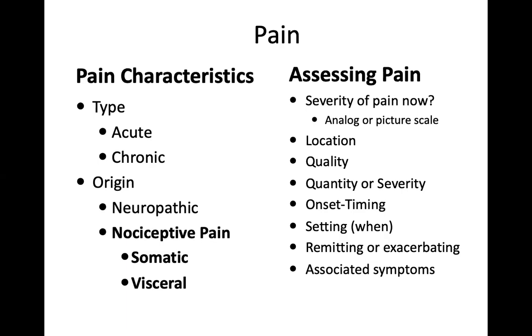I have lots of stories, and you're going to get stories as well about pain. So there are characteristics. It's acute and chronic. And then there's actually an acute on chronic, if you want to put a third type together, okay? The origin of pain is neuropathic, okay? Neuropathic is nerve pain. And then there's nociceptive pain, which is either somatic or visceral. Visceral is organ pain. Somatic is usually muscle pain.